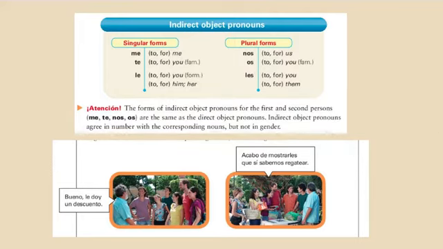And also, they go before the conjugated verb, just like direct objects. Por ejemplo, le doy un descuento. Or also could be attached to an infinitive. Acabo de mostrarles que sí sabemos regatear.